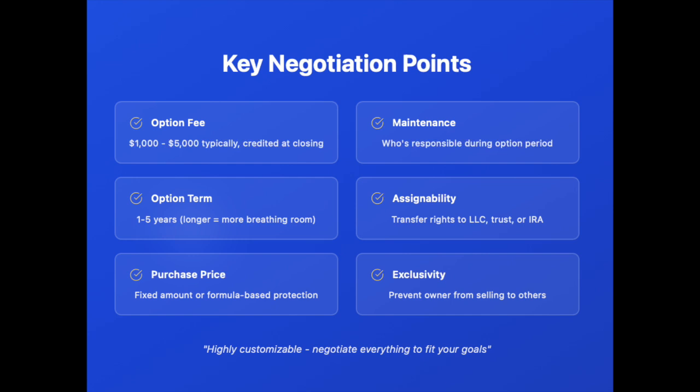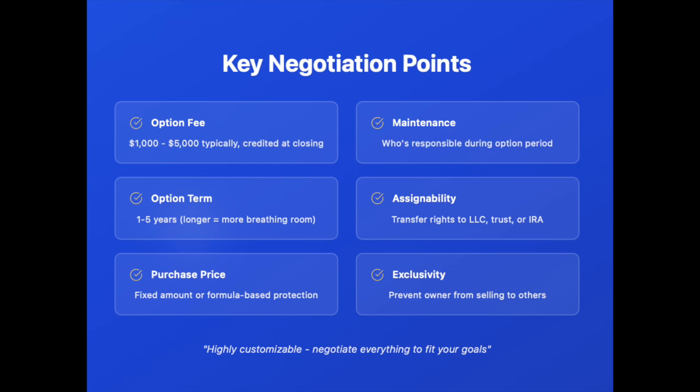Then, the option term. How long do you have the right to buy? The material suggests aiming for 1 to 5 years. Longer generally gives you more breathing room. Let the STR mature, arrange funds. Exactly. Then, the purchase price itself. Which we said you lock in. Right. But how you lock it in is negotiable. It could be a fixed dollar amount, like our $250K example, or it could be tied to a formula, maybe something like $250,000 or the current appraised value, whichever is less. Oh, interesting. That protects you if the market somehow drops.